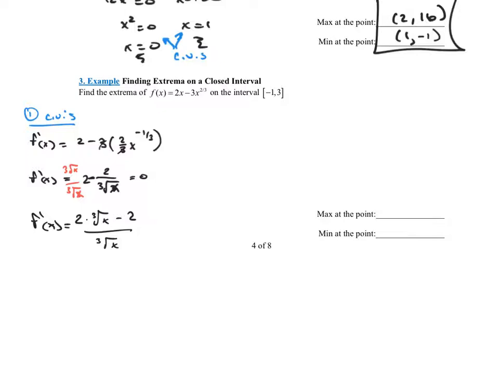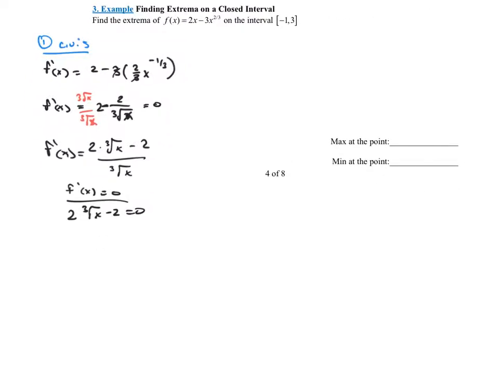A fraction is equal to 0 when its numerator equals 0. So that'd be 2 times the cube root of x minus 2 equals 0. So how do we solve that? Add 2 to both sides.